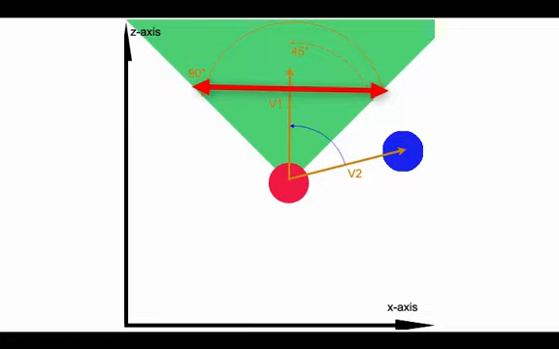So for a field of view of 90 degrees, the angle defined by V1 and V2 should be comprised between minus 45 degrees and plus 45 degrees. This is explained on the next diagram, and if we imagine the vector V1 counterclockwise, if the player enters the green zone, we know that the NPC is in the field of view.